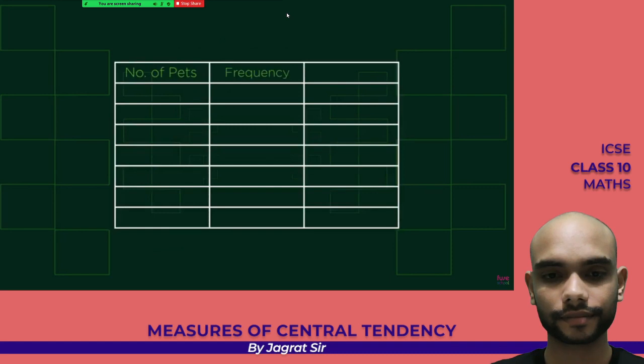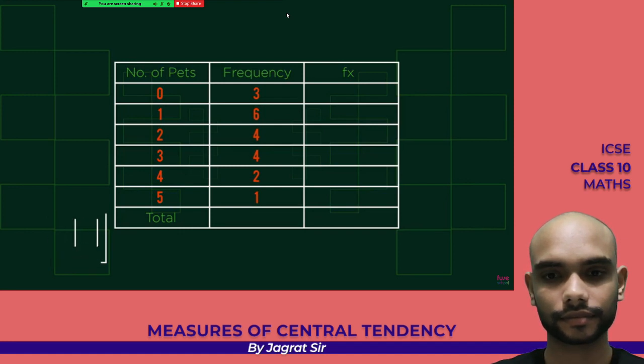Have a look at this frequency table showing the number of pets people have. We have included the fx and total columns for you. Pause the video and have a go calculating the mean. Let's see how you did.